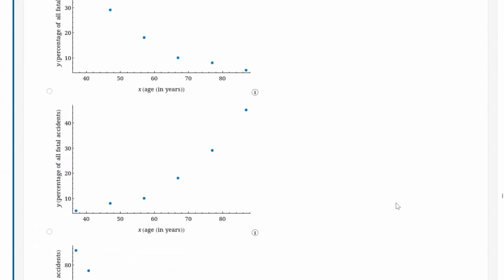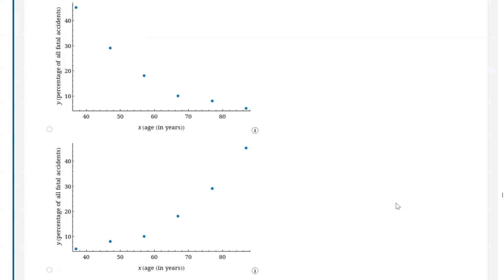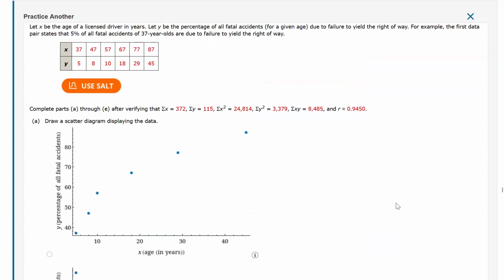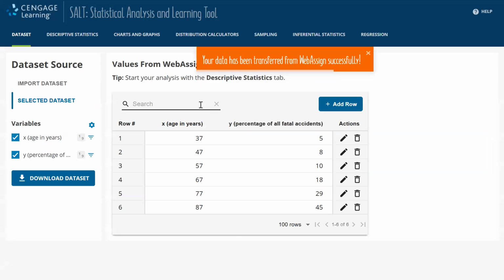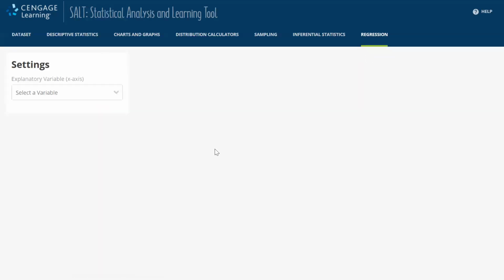So if I want to do that on a calculator, add all the X and Y values and then divide. That should give me... I'll just use SALT because I just want to show you what's going on. So let me go to SALT. It's going to transfer all the data values for me. Done. And then go to that.